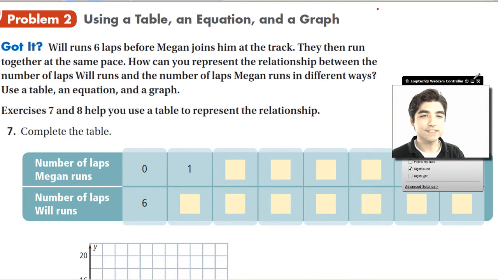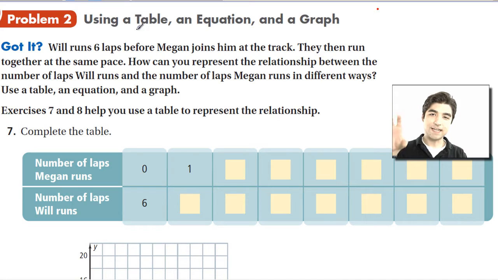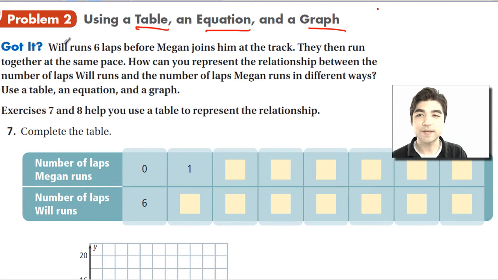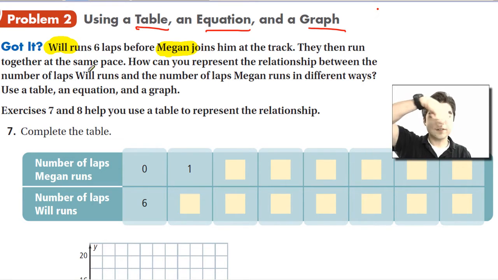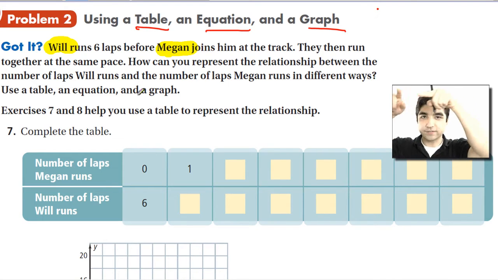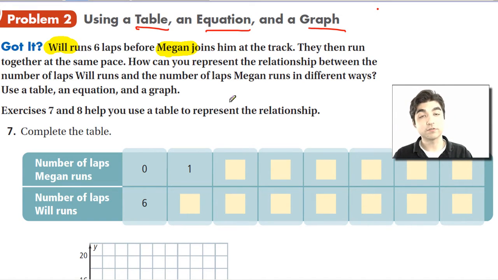Okay, so we're on example 2 of section 1.9, and it wants us to compare tables, equations, and graphs. Those are three ways to represent data, and they each have their strengths and weaknesses. Our situation is that we have two people, Will and Megan. Will has already run around the track 6 times before Megan comes along. So Megan comes along, Will has already run 6 laps, and then they start running together around the track. It wants us to represent the relationship between the number of laps Will ran and the number of laps Megan ran in three different ways using tables, equations, and graphs.